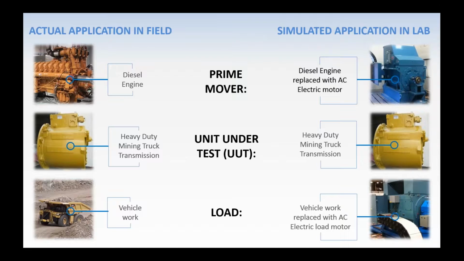Similar application, what this slide is showing, is a typical real-world application on the left-hand side, which would be a mining truck. And so if you wanted to test the mining truck transmission, in the actual application, you have a large diesel engine. This is showing a Cat C175-20 running a large mining truck transmission, which ultimately is just being used to drive the truck up and down and around in the mine.